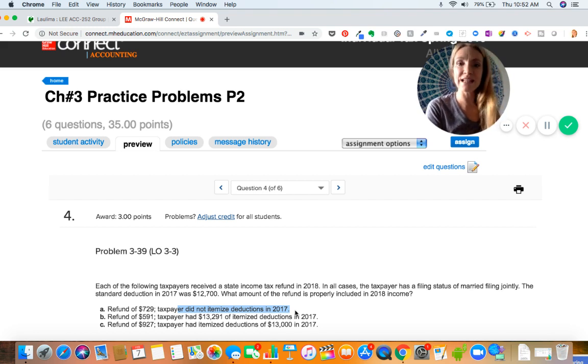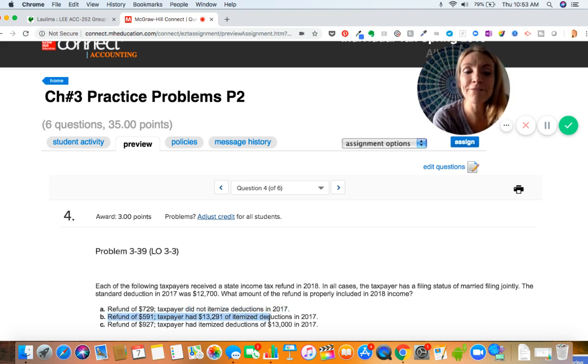No, because you didn't deduct it in 2017. You only have to include this in income to the extent you got a tax deduction from it in the year before, or whatever year in question.